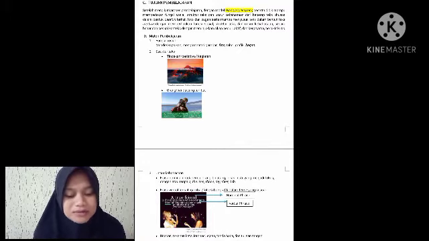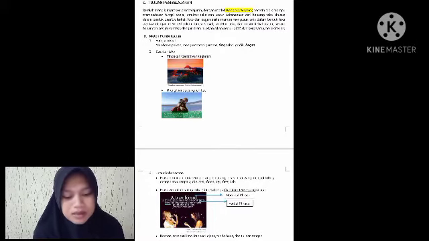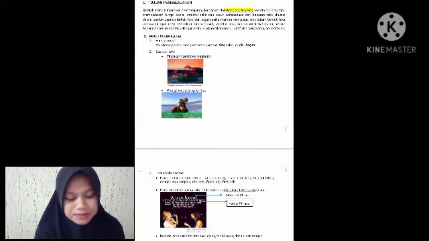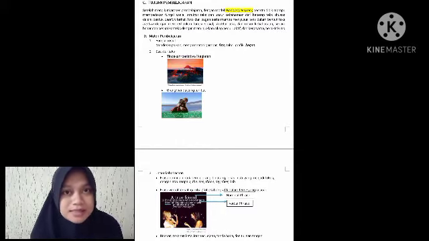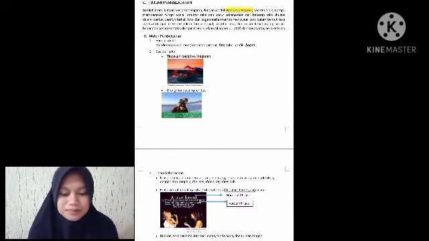In generic structure, it's about action or activities, and the language features is about nominal praise and verbal praise. You can see in these pictures the examples.